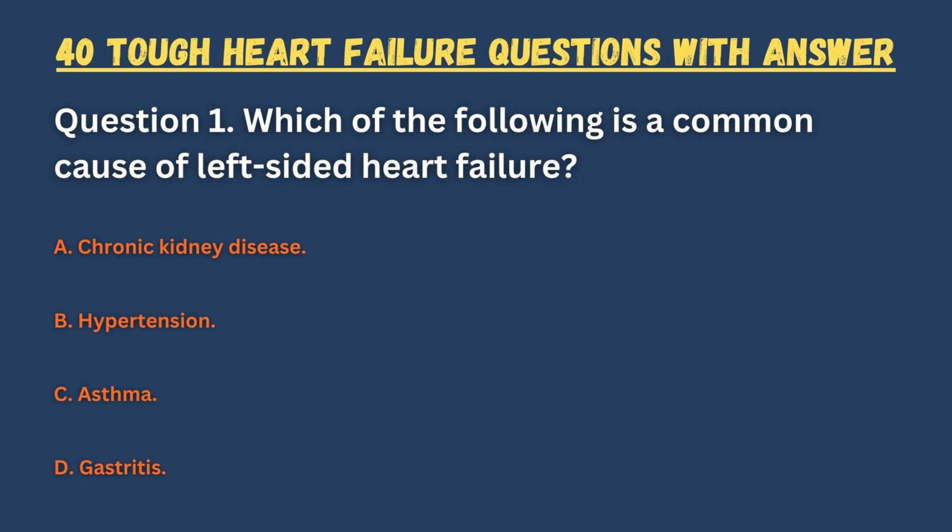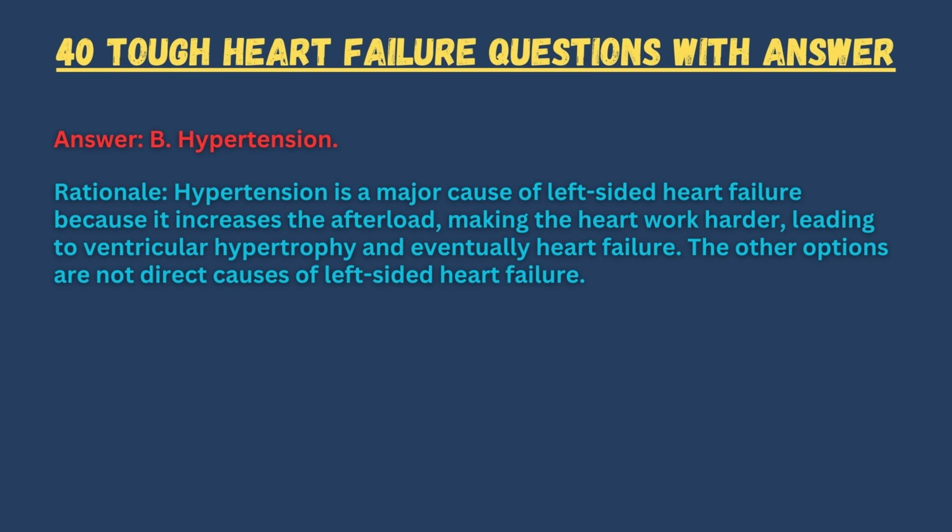Question 1. Which of the following is a common cause of left-sided heart failure? A. Chronic kidney disease. B. Hypertension. C. Asthma. D. Gastritis. Answer: B. Hypertension. Rationale: hypertension is a major cause of left-sided heart failure because it increases the afterload, making the heart work harder, leading to ventricular hypertrophy and eventually heart failure. The other options are not direct causes of left-sided heart failure.